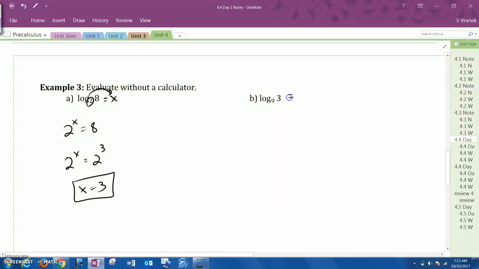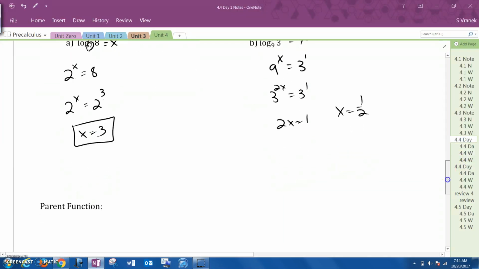Same thing here. What do we raise 9 to get 3? Well, since we're going down, it's 9 to the x equals 3 to the first. 9 becomes 3 squared. 2x equals 1. x equals 1/2, which is the same thing as saying I'm taking the square root. So that should make sense.